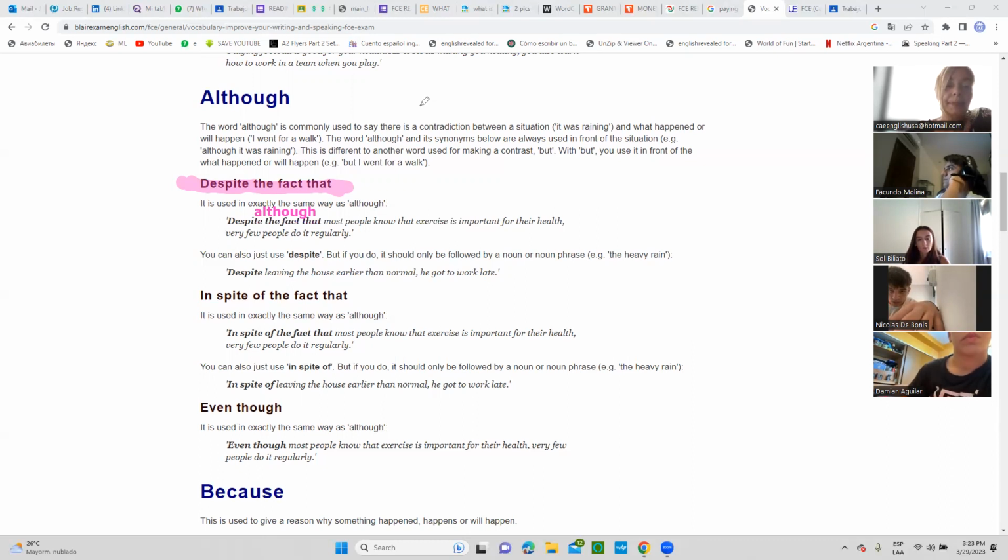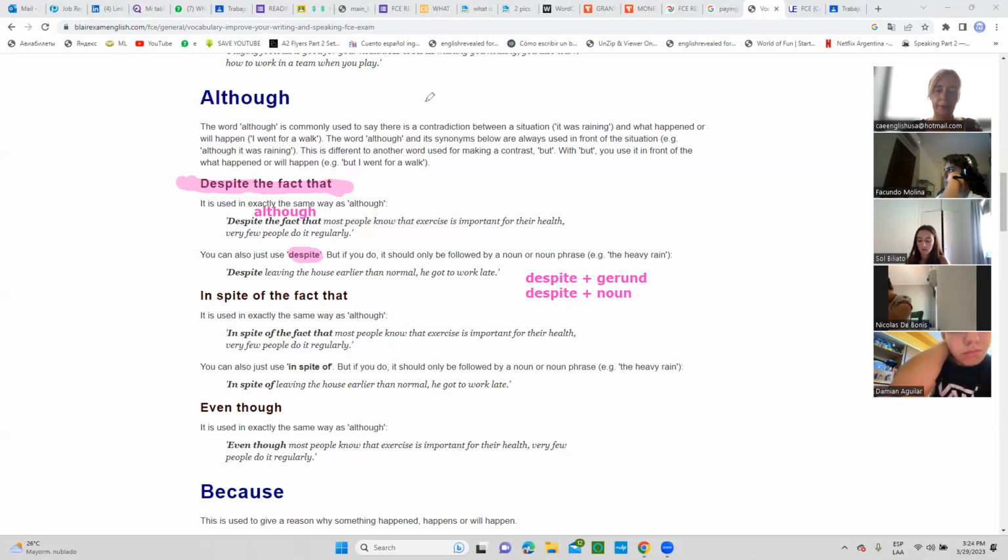You can also use despite alone. But if you do, it should only be followed either by a noun or a noun phrase. For example, the heavy rain. Can you read the example, Nico, please? Despite leaving? Yes, despite leaving the house earlier than normal, he got to work late. Okay, good. So be careful with despite. We can have despite plus gerund or despite plus noun. Okay?